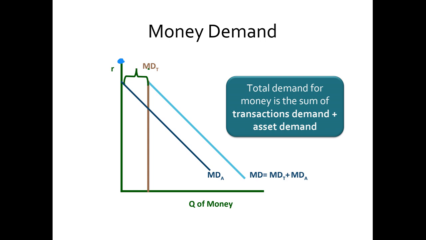If you are here at this point, here asset demand for money is zero. Why? Because interest rate is so high that you are not demanding money for investment. You have already invested. That is possible. But total demand will never be equal to zero. Why? Because you always need some money to make transactions. Okay, so that is the total demand for money, that is MD, which is equal to MDT plus MDA.